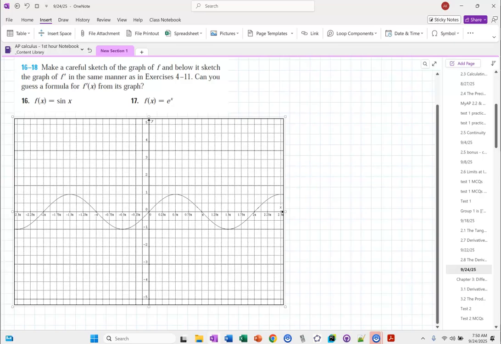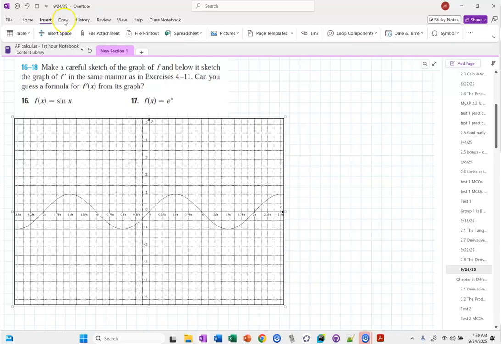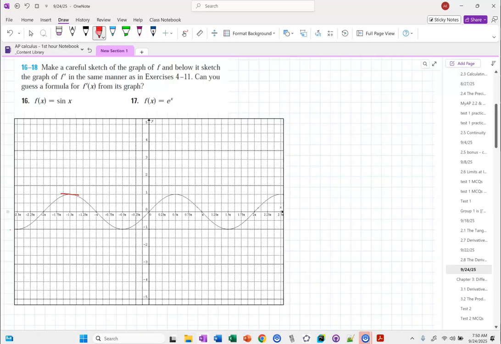So the question here asks to make a careful sketch of the graph of f, and then sketch the graph of f prime on the same axis, and see if we can guess the formula for f prime based on what we're seeing. So first thing I'm going to do is put in all the places where the derivative is 0, everywhere where I have a horizontal tangent, I'll go ahead and do that.